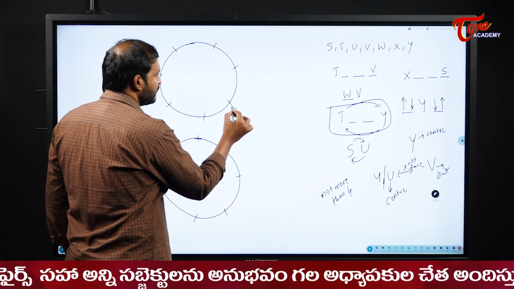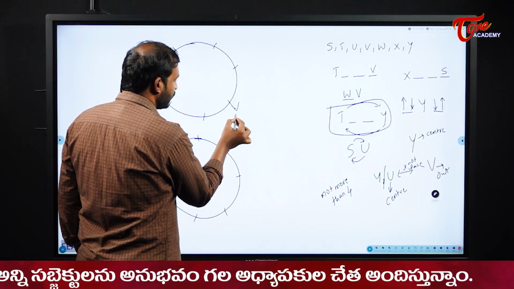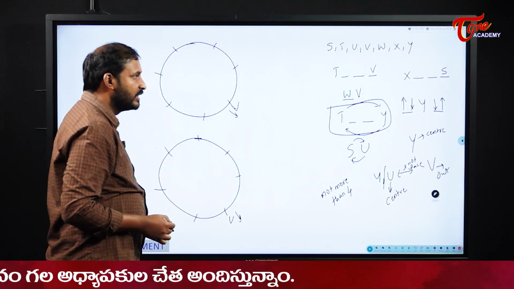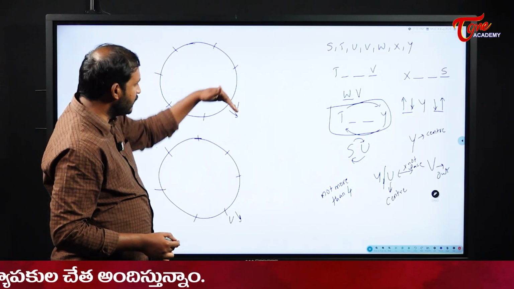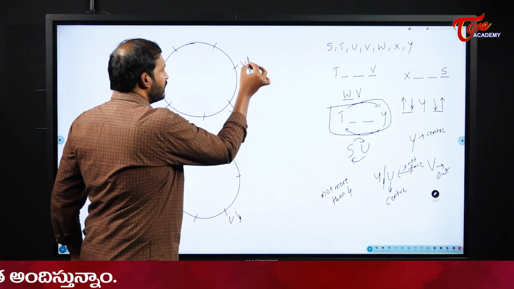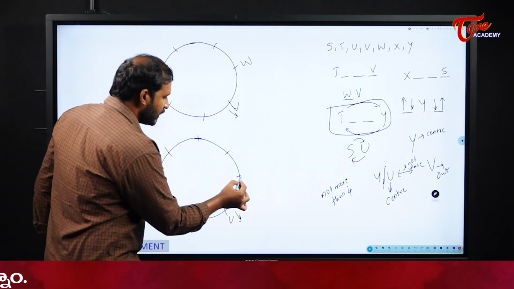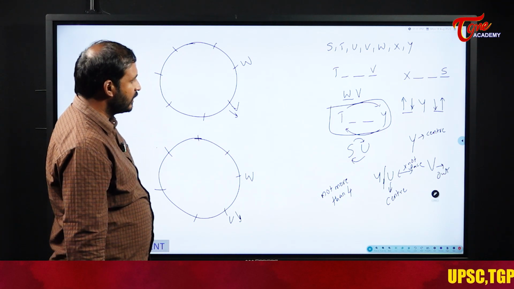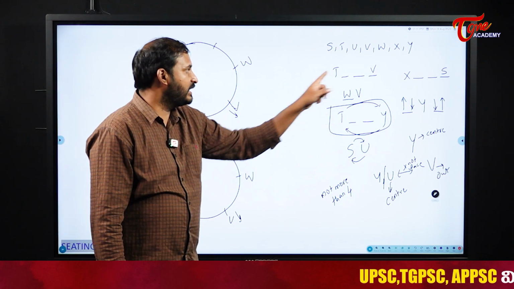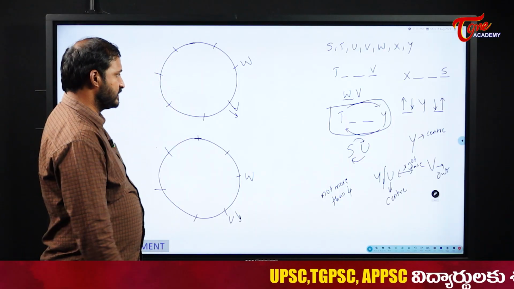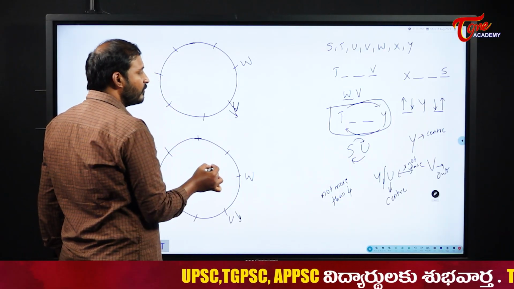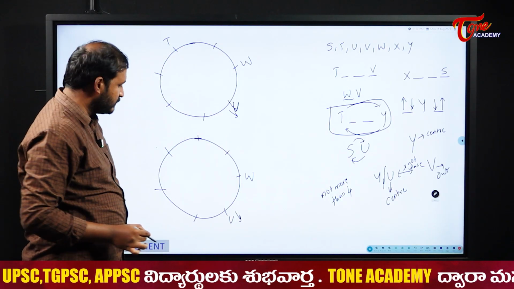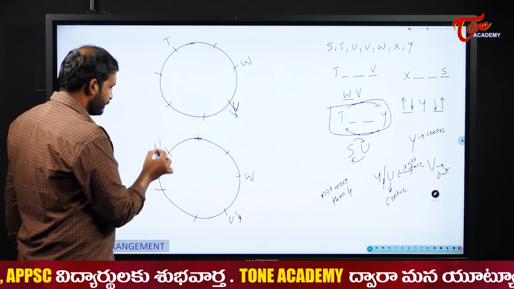V is facing which direction? V is facing outward. I will assume V is facing outward. Why? Because they clearly mentioned V's second left is who? W. Left means W will definitely go here. Now, next, between V and T how many persons will I have? 2 persons. So T can be here. This is one logic.